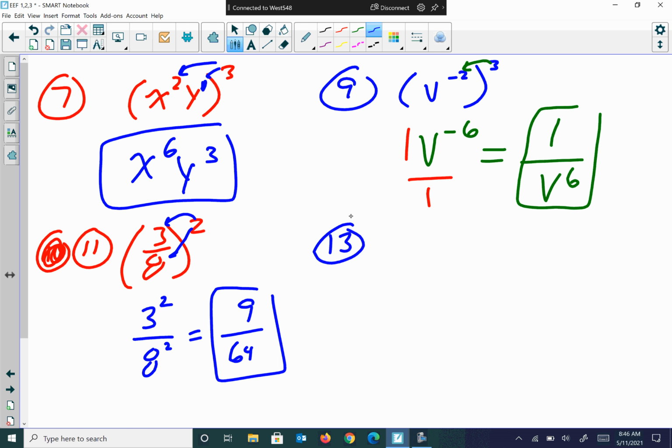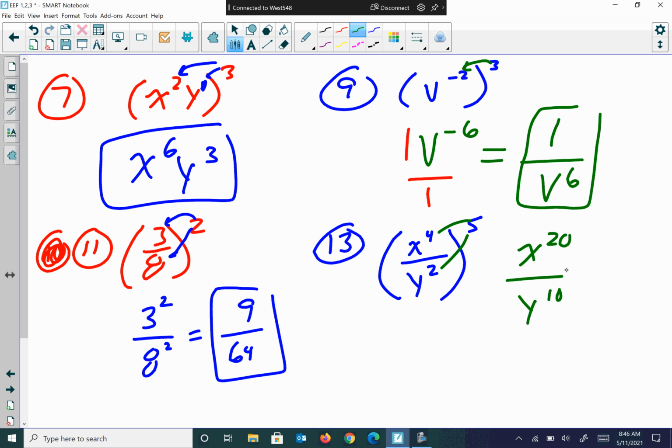And problem number 13 is x to the 4th over y to the 2nd raised to the 5th. That outside exponent gets multiplied to all the exponents. So I get x to the 20th over y to the 10th. And that's all done. Can you reduce that? It can't reduce because x and y are different bases. So you can't reduce the 20 and 10? Nope, nope, nope. Oh, that's a great question. No, because we have different bases, those 20 and 10s, they're not like terms.